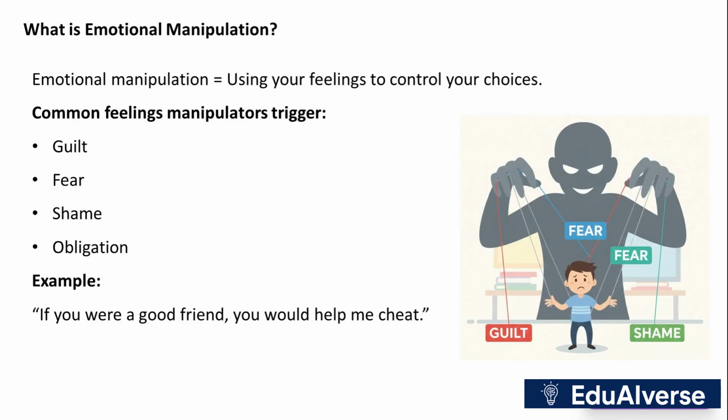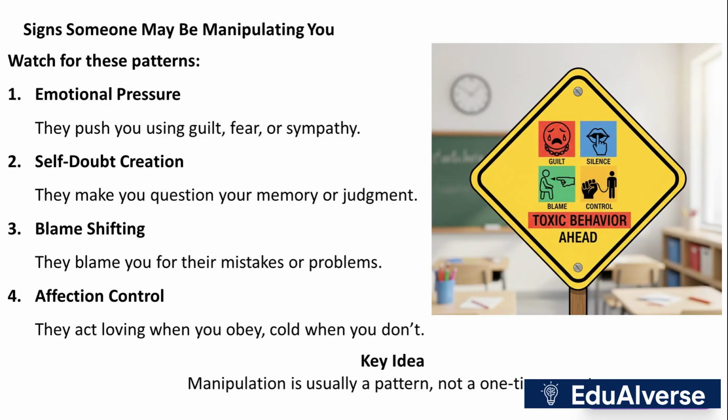Emotional manipulation involves using feelings like guilt, fear, and shame to control choices. Recognizing these tactics is crucial for defending against manipulative behavior and maintaining autonomy. Manipulation often follows patterns such as emotional pressure, self-doubt creation, blame shifting, and affection control. Being aware of these signs helps you identify manipulation as a recurring issue, not a one-time event.